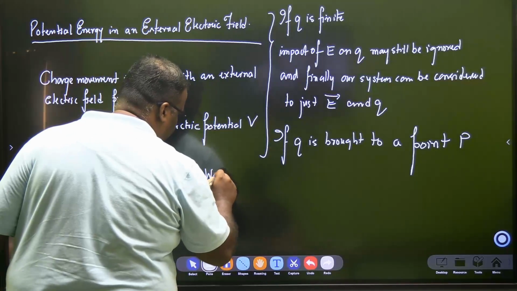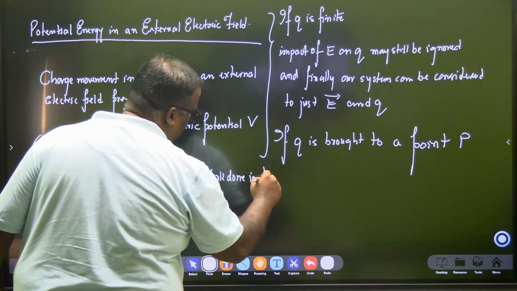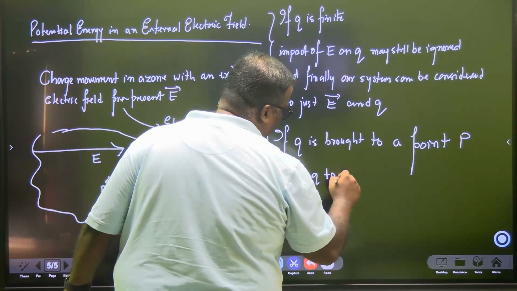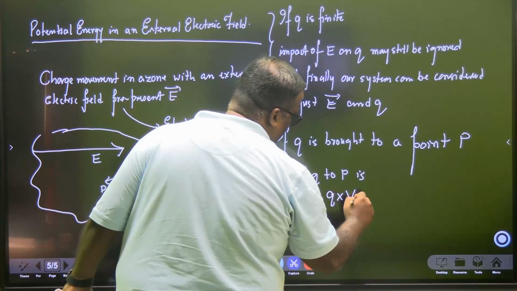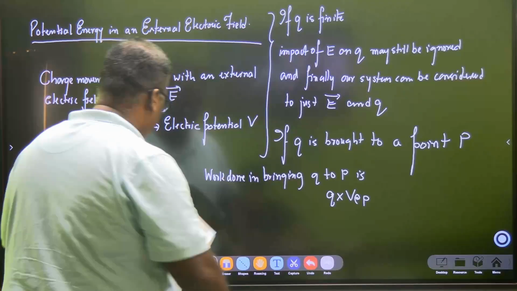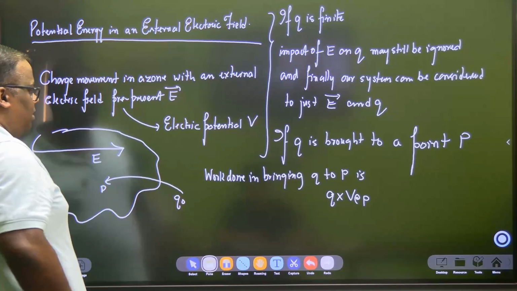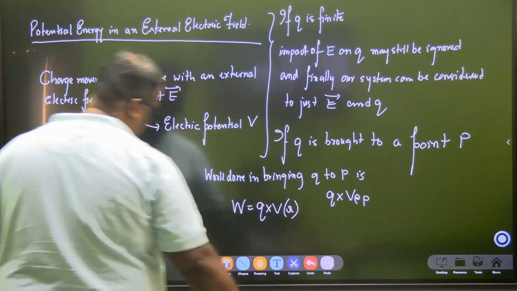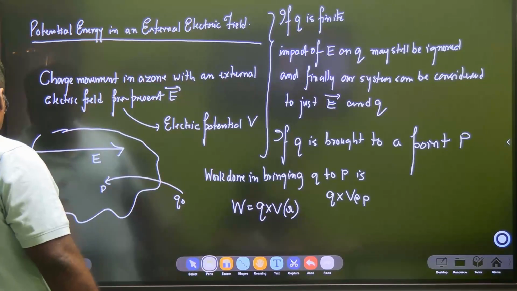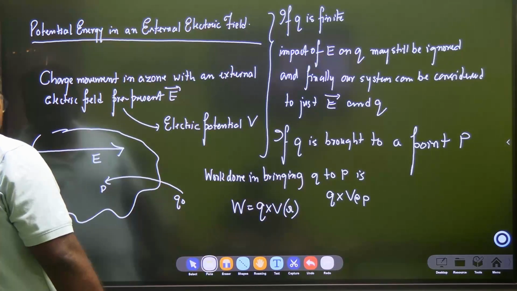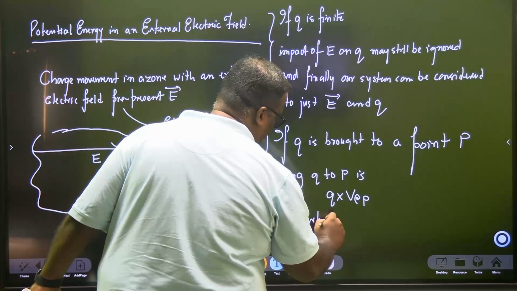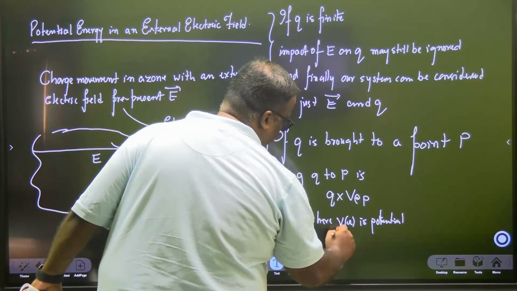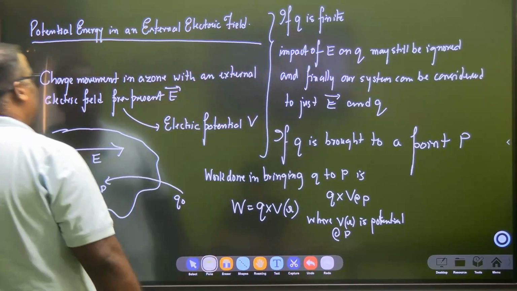Now, work done in bringing Q to P is Q times the potential at P. So the work done is written like this: Q into V(r), where V(r) is the potential at P. And r is what? r is the position vector of this point.